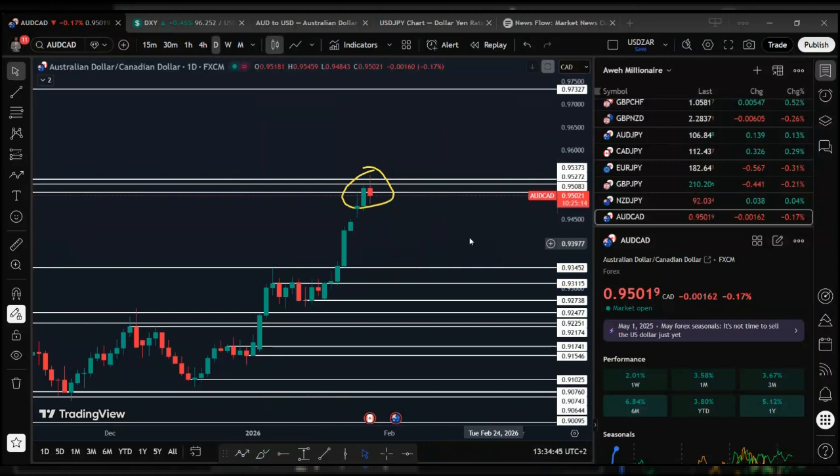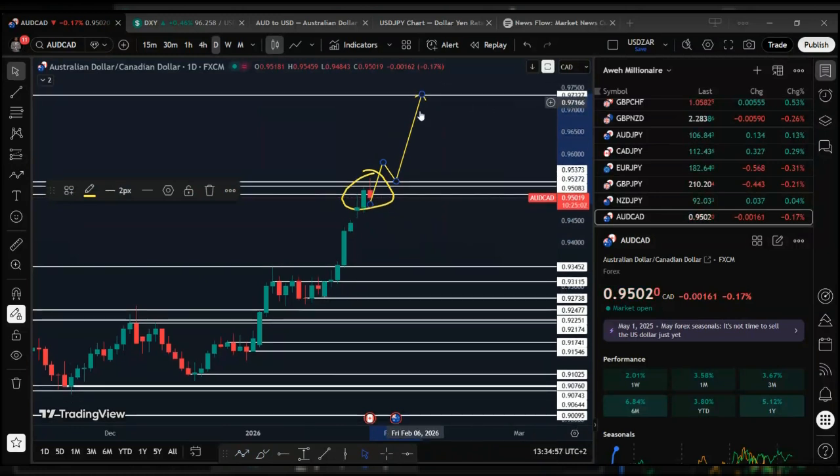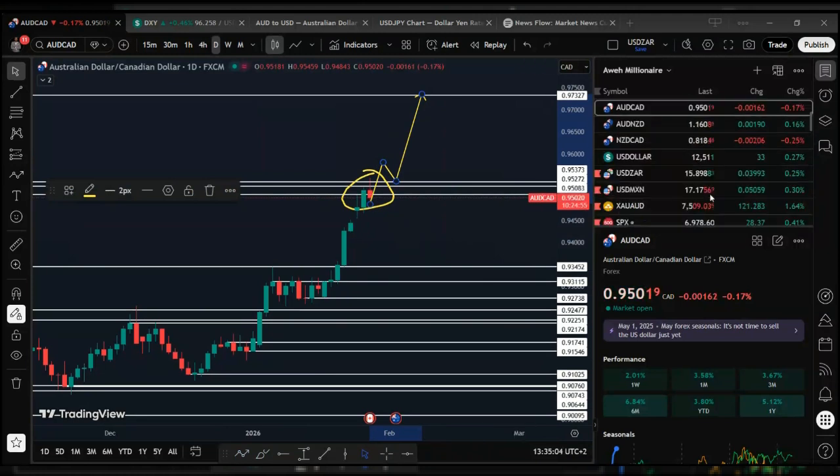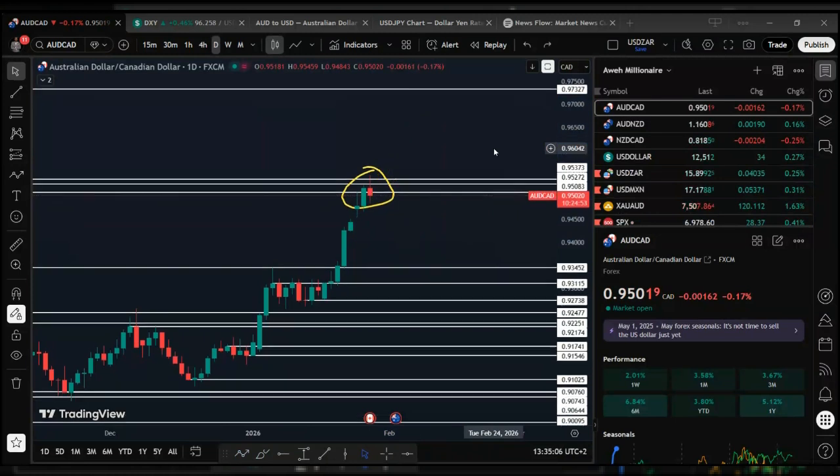0.9345 level. However, if price does manage to break above the zone, a break and a close above the zone opens up doors for price to continue this upward trend, with eyes up to the next major resistance here at the 0.9732 level of resistance on Aussie CAD. So that's a key level to look out for on Aussie CAD.